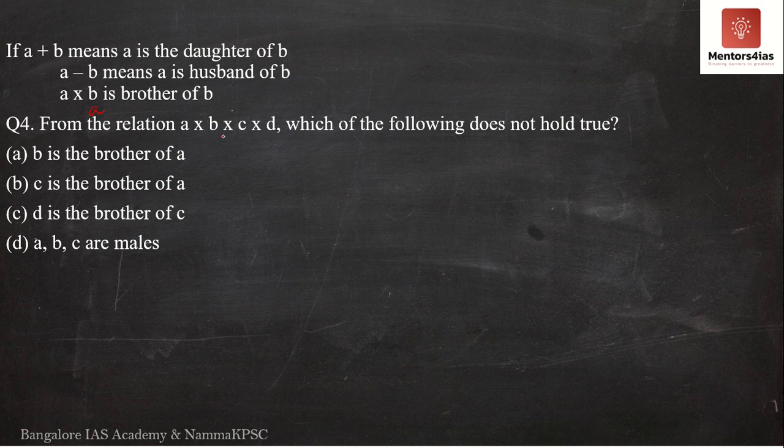So we have A cross B cross C cross D, where cross is nothing but brother. So A cross B means A is the brother of B. B cross C means B is the brother of C. C cross D means C is the brother of D. If A is the brother of B, male, B is the brother of C, then male, C is the brother of D, then male. However, I cannot determine the gender of D.